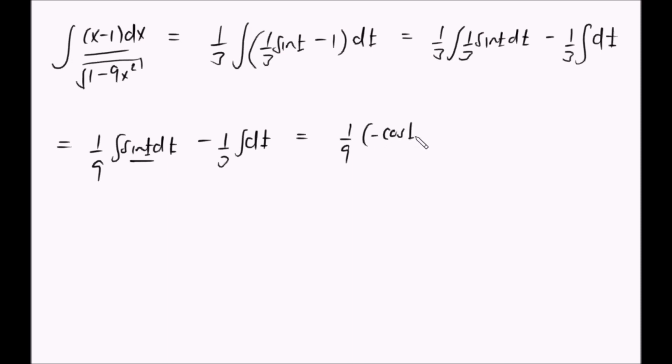negative cos t minus 1 over 3, nikiintegrate dt napata t plus c. So nimepata kwamba hiyo itakuwa sasa na negative 1 over 9 cos t minus t over 3 plus c.